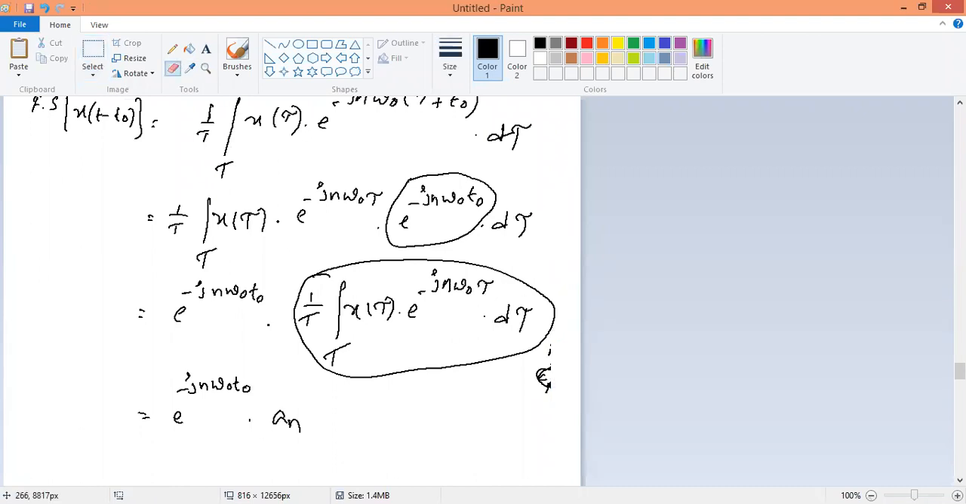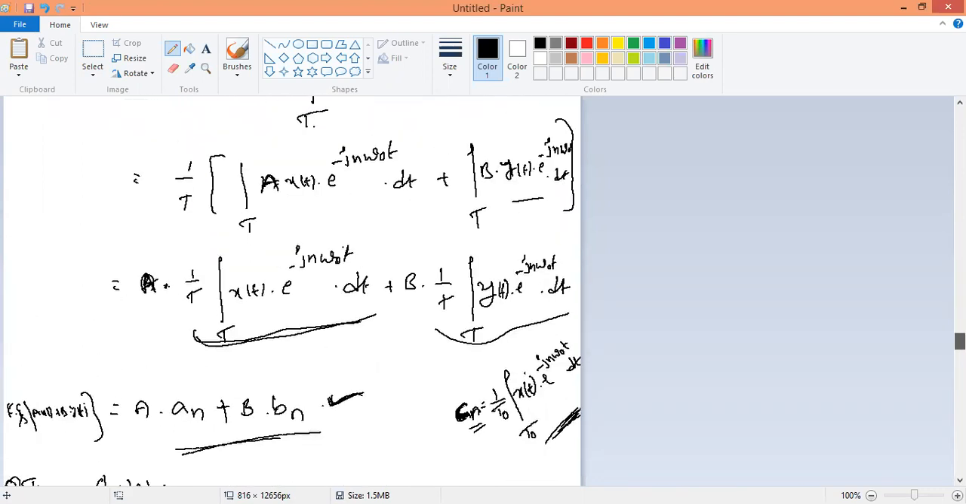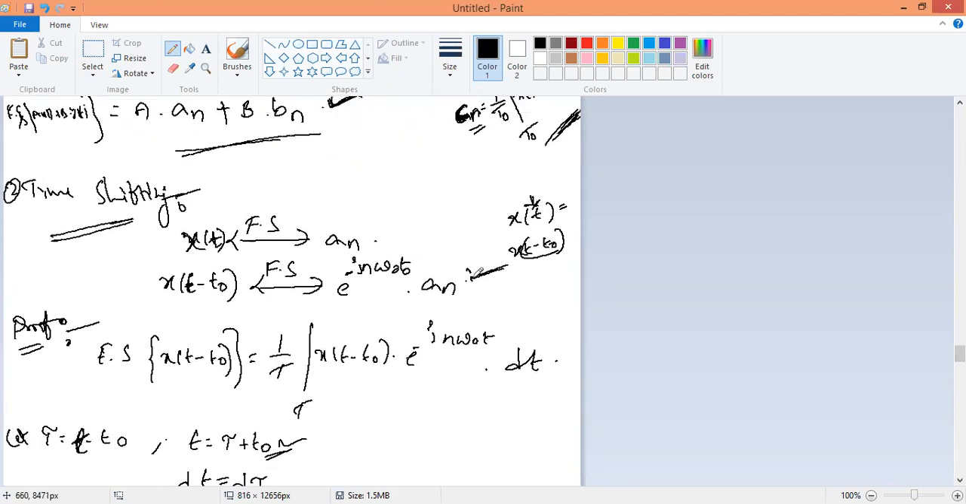Okay, now this is the time shifting property. Is it clear? The Fourier series of x of t minus t naught equals e power minus j n omega naught t naught into a_n. It satisfies the time shifting property also. Okay. Next, the third property.